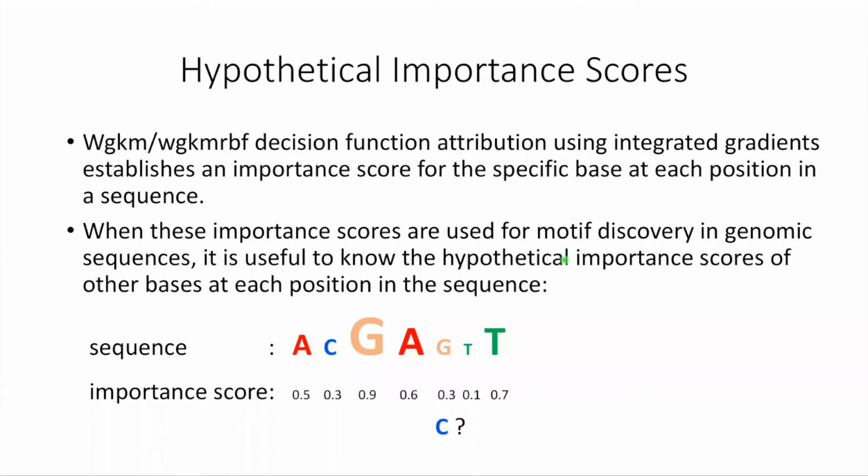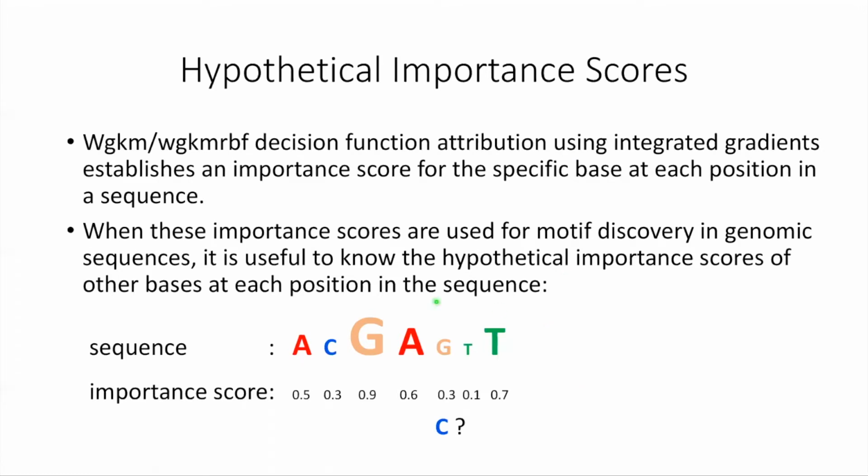So first, what exactly are hypothetical importance scores? As you may have seen in the past videos, when decision function attribution was performed using integrated gradients, that essentially established an importance score for the specific base at each position in the input sequence. When these importance scores are used for motif discovery in genomic sequences, it is useful to also know the hypothetical importance scores of other bases at each position in the input sequence.